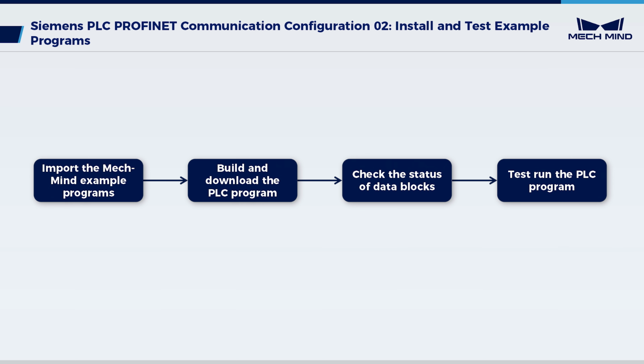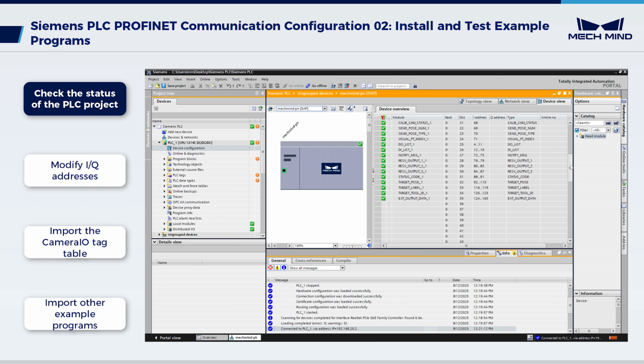Now, let's get started. First, import the Mech-Mind example programs into TIA Portal. Make sure the project is in offline mode. Since it is currently online, switch it to offline first. Select PLC 1 in the project tree panel. Click Go Offline in the toolbar. The project enters offline mode.